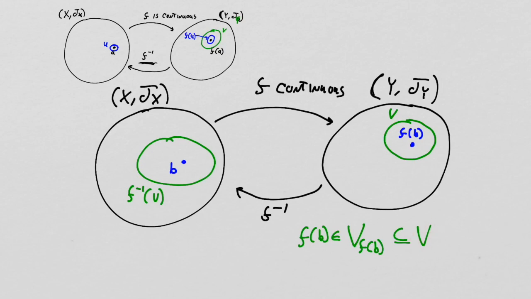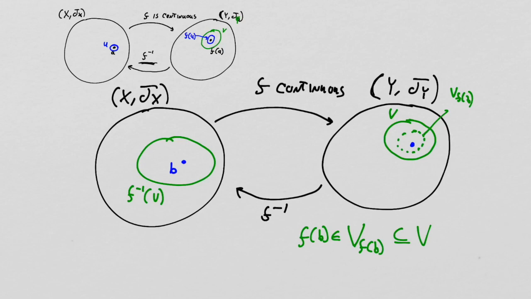So I think I'm going to have to draw that in there, right? I'm going to have to actually draw that. So let me get rid of this, and then I'm going to draw V of f of B with this little dotted line here. So that little dotted line is V of f of B, which is an open neighborhood of f of B.